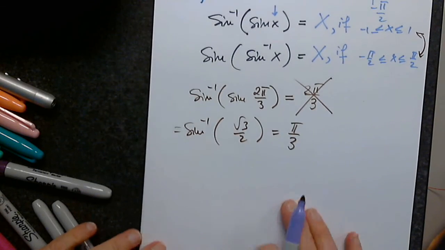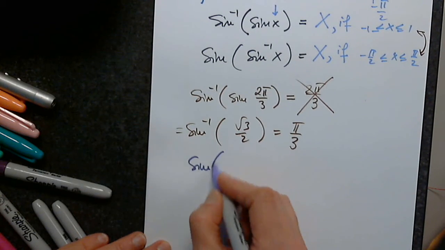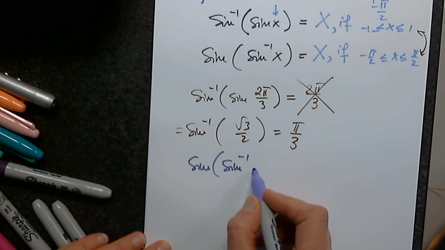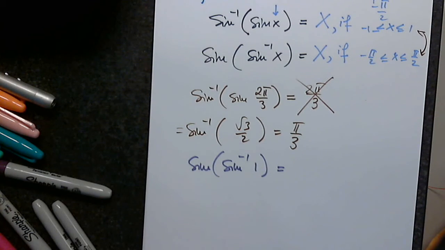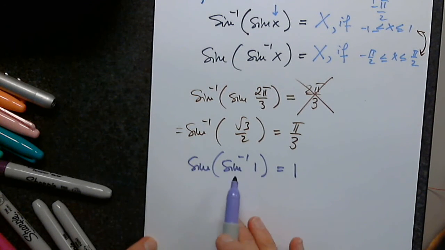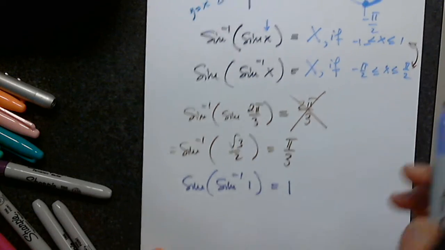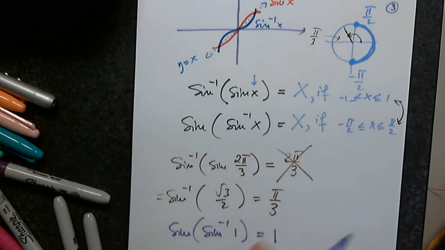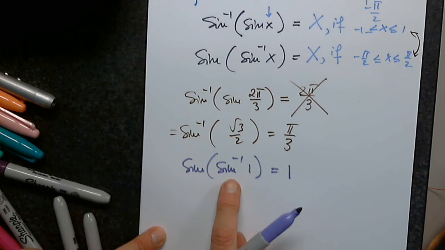What about this case? Sine of sine inverse of 1. What will you be tempted to write? 1. Would you be correct? In this case, you would be. Yes. What is sine inverse of 1? Only between negative pi over 2 and pi over 2. What angle has sine 1?